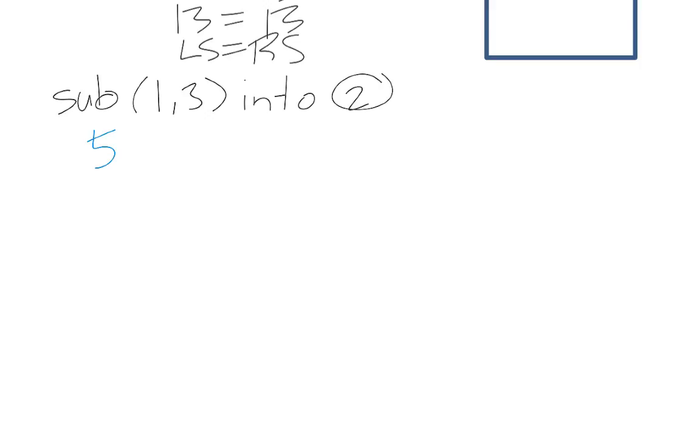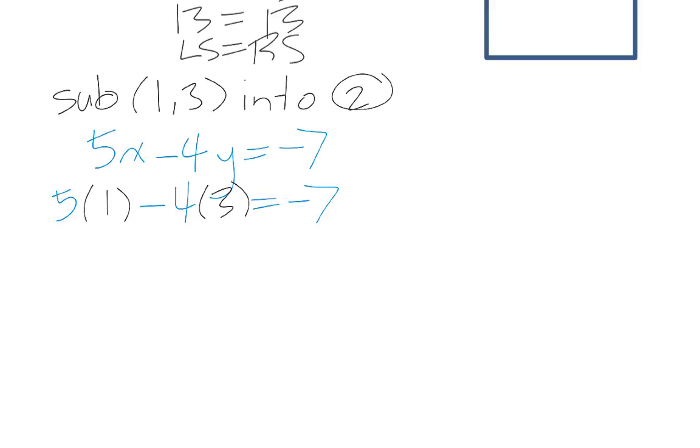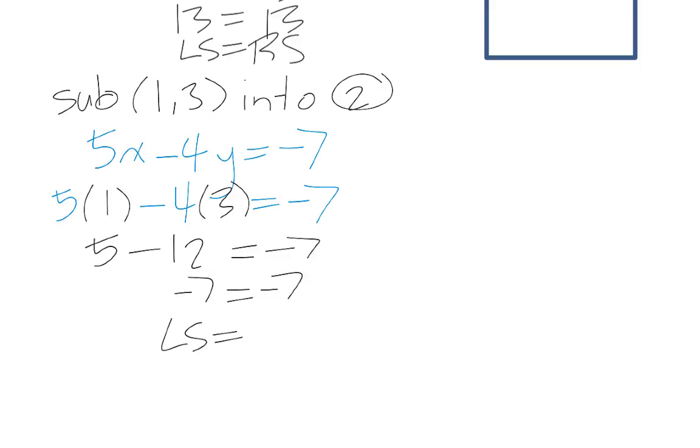Equation 2 happens to be 5x minus 4y, which is equal to negative 7. So instead of writing x, I'm going to write 1 in brackets. Instead of writing y, I'm going to write 3 in brackets. And that's going to be equal to negative 7. So let's simplify some of these things. So 5 times 1 is 5. Negative 4 times 3 is negative 12. That's going to be equal to negative 7. 5 subtract 12 is negative 7. So you can pretty much see that the left side is equal to the right side, which means that this point does lie on line number 2.